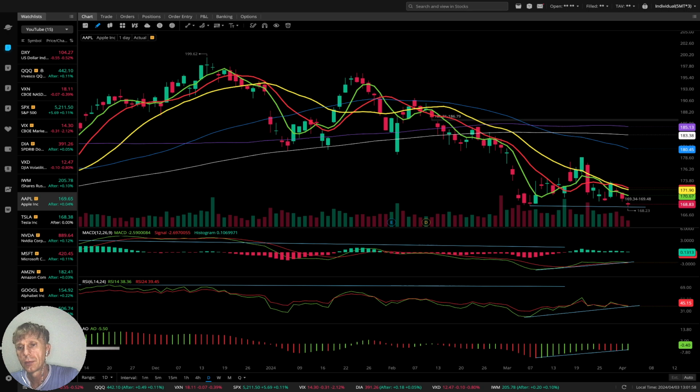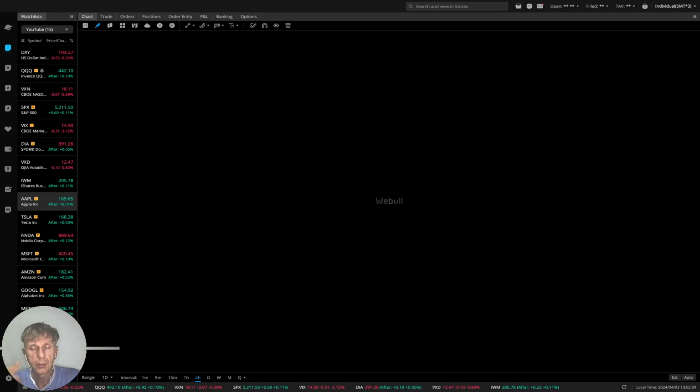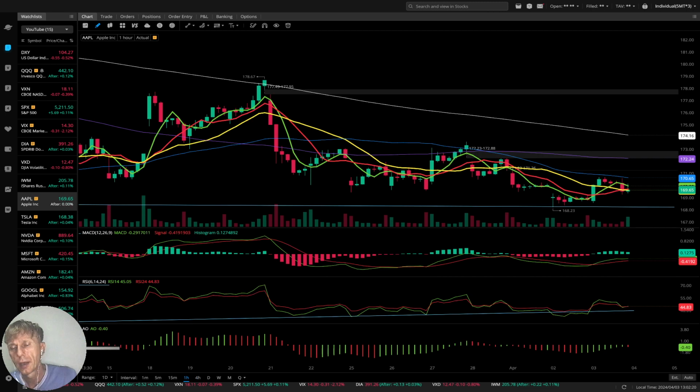Apple daily. MA5, 10, below 20, bearish trend with bullish divergences. 4 hours time frame. Last bar below all moving averages, bearish trend, bullish divergences on all indicators. 1 hour time frame. MA5 did bullish crossover over 10 and 20, bullish trend on 1 hour time frame for Apple.